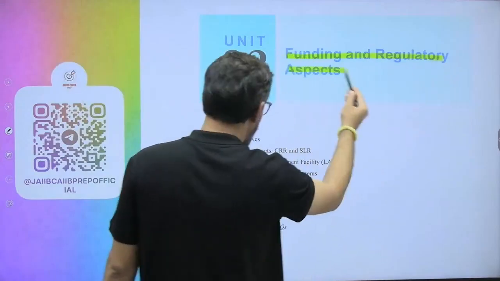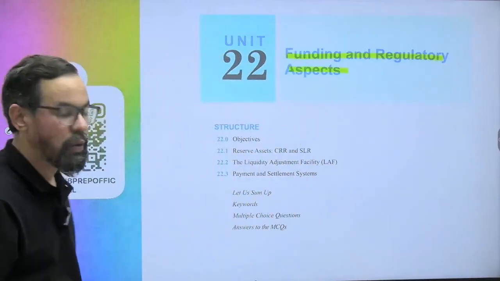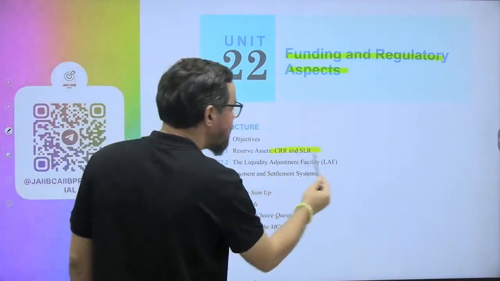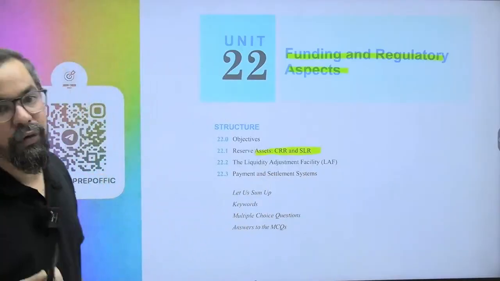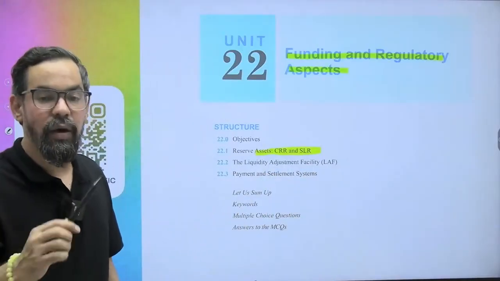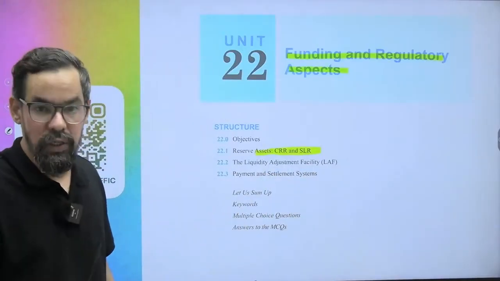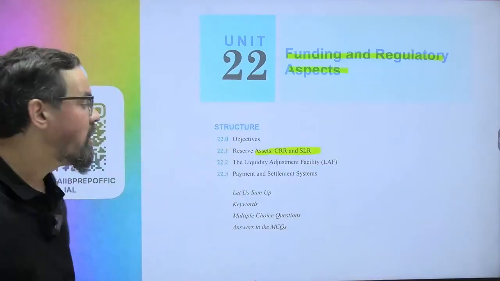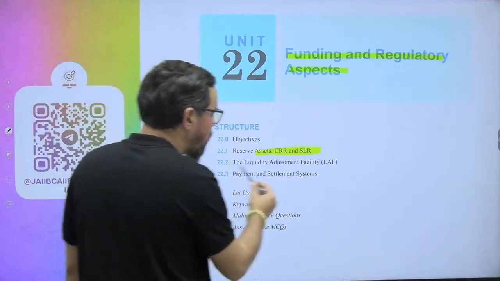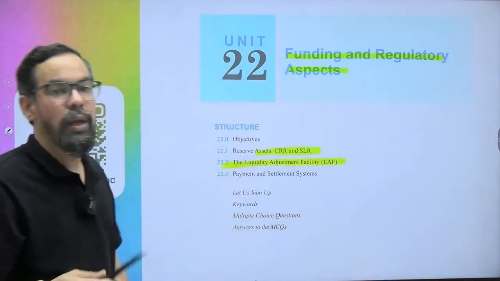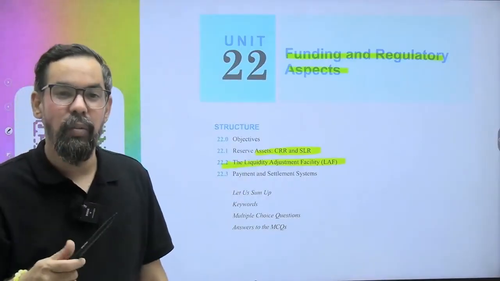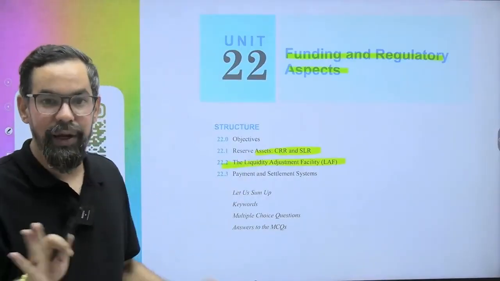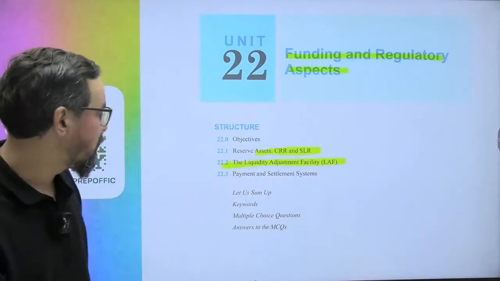Accounting and regulatory aspect. When it comes to CRR and SLR, eligible securities for CRR and SLR, and NDTL calculation, that is very important. When we talk about the LAF, it includes mainly your repo rate, reverse repo rate, SDF, bank rate and all. This generally comes under this one.